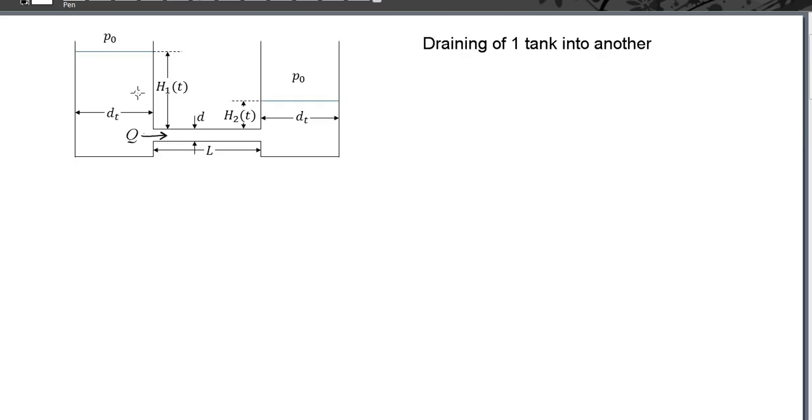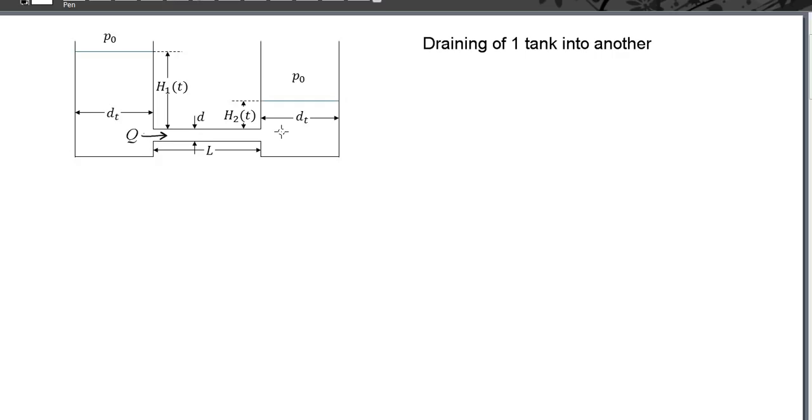The tank on the left is filled with liquid to a height h1 that depends on time above the pipe connecting the two tanks. The tank on the right is filled to a height h2 above that pipe. The length of the pipe is capital L and its diameter is lowercase d. There's a net volumetric flow rate, capital Q, that depends on time from the tank with more liquid to the tank with less liquid under the influence of gravity.